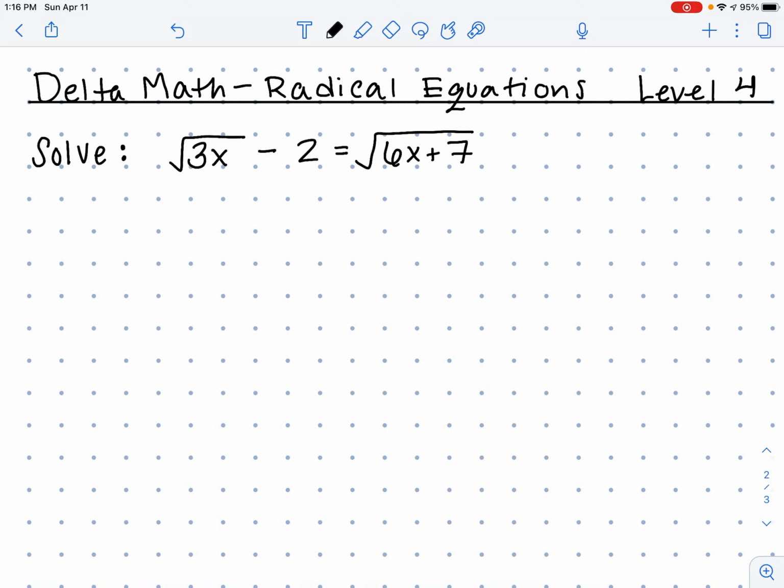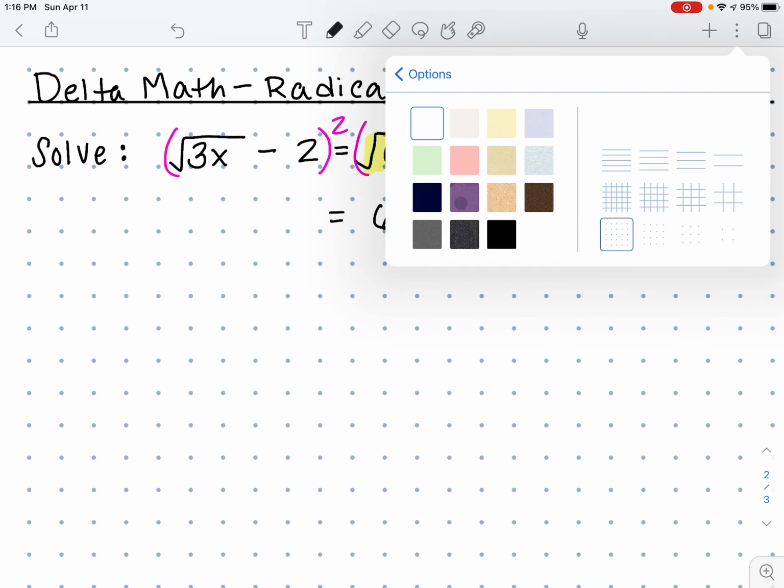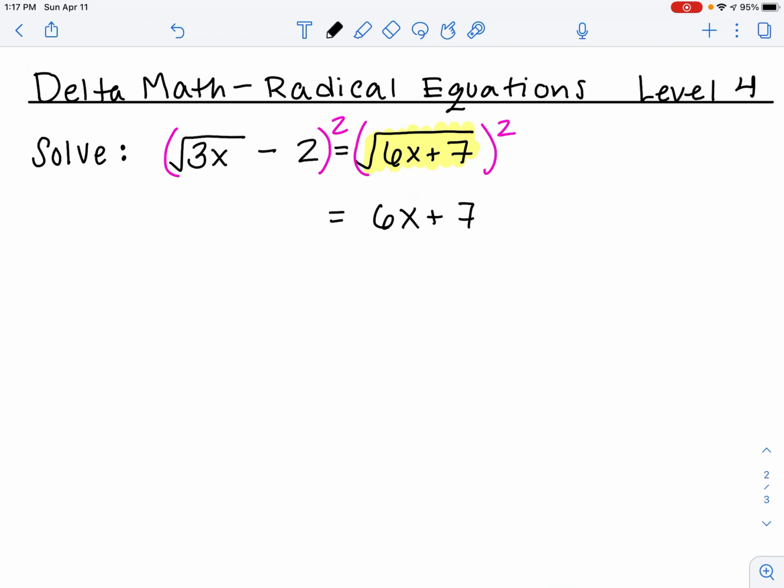So I already have a square root isolated by itself on the right side. So I'm just going to go ahead and square both sides, because if I do that, that square root cancels out, so I get 6x plus 7. I'll change the background of this paper so it's not so distracting. And then I'm going to write this out twice to show that I'm squaring it.